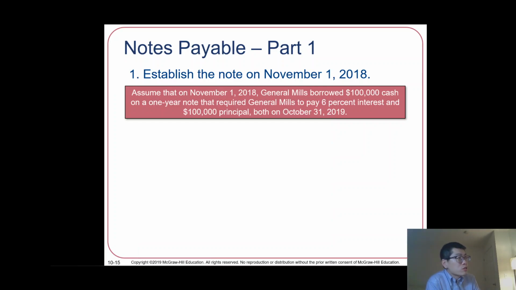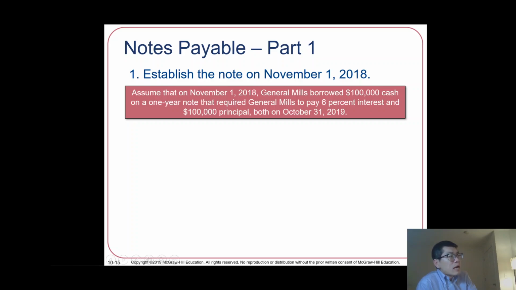So, establish the notes on November 1st, 2018. Assume that on November 1st of 2018, General Mills borrowed $100,000 cash on a 1-year note. So that means it's a current liability, right? Because it's 1 year, it's not longer than 1 year. That required General Mills to pay 6% interest and $100,000 principal, both on October 31st.